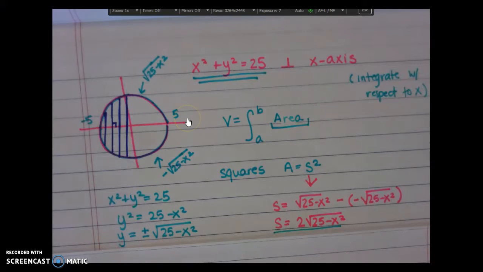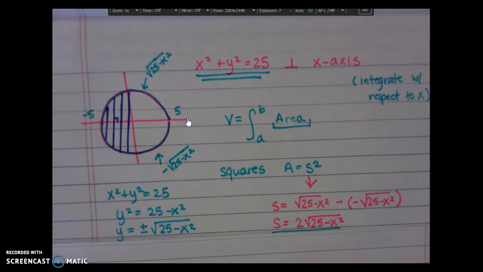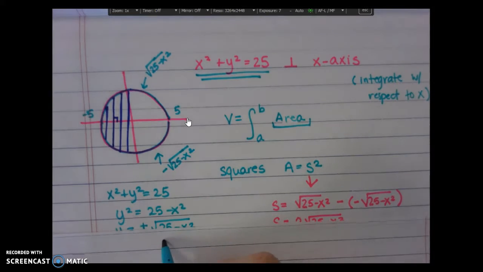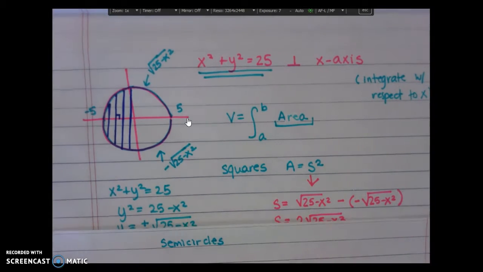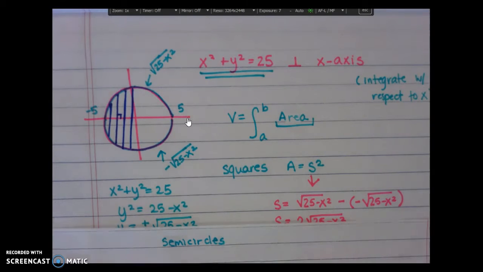I've saved the absolute best for last. We're going to do semicircles, only because there's a little twist with semicircles that everybody seems to want to skip. All right, same figure, x squared plus y squared, perpendicular to the x-axis.